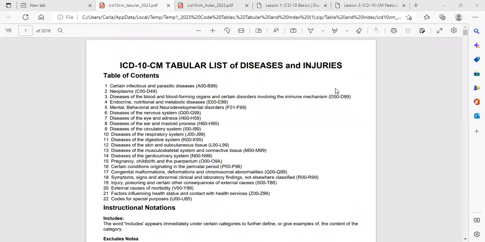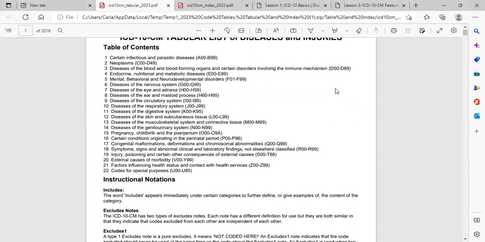So, in using your book, I was going to use L27.2. This is our tabular list, and the tabular list is where you confirm and read about your guidelines. We were in the skin, and they did have dermatitis. It was because of ingested food that caused the problem. And look, it is L. So, we know that we were looking in the right section when we looked up our dermatitis in our index.